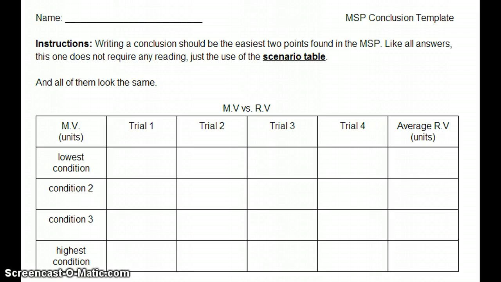This video is to make sure that you understand what needs to be done in order to get full points on an MSP conclusion. Like I say in the instructions, writing this conclusion should be the easiest 2 points found on the MSP. There are always a few problems, multiple choice and short answer, that should be an automatic 100% correct, and that will again ensure that everybody passes the MSP in science.